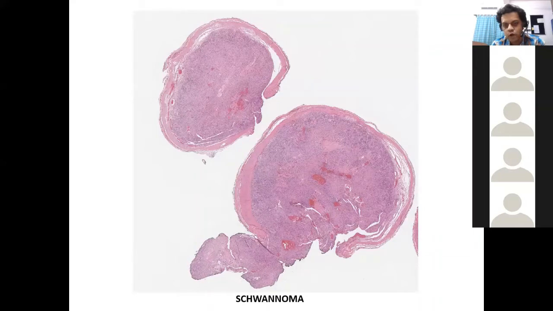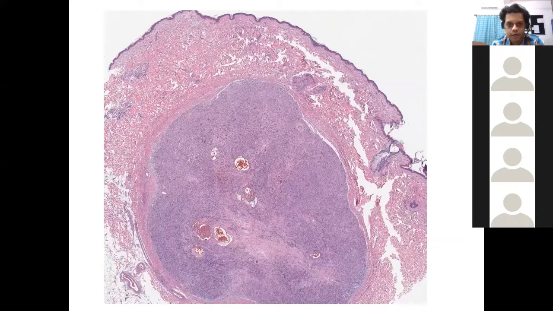So schwannoma as such, we all know it's a very well circumscribed, encapsulated kind of a tumor, which if we see at a lower power, the impression that it gives is a kind of a dimorphic appearance. One area will look cellular, the other area will look less cellular. And in this particular case, this is an example of a cellular schwannoma. So the cellularity overall is more.